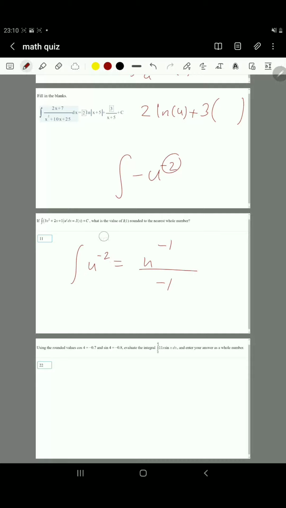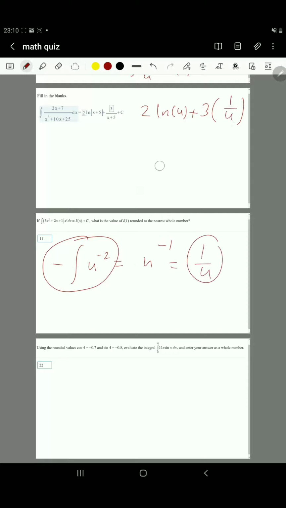So the integral of that, but we're missing something. We're missing a negative. So let's multiply by a negative on both sides. Negative, negative cancel out. So the integral of minus u to the minus 2 is just u to the minus 1. U to the minus 1 is just 1 over u.